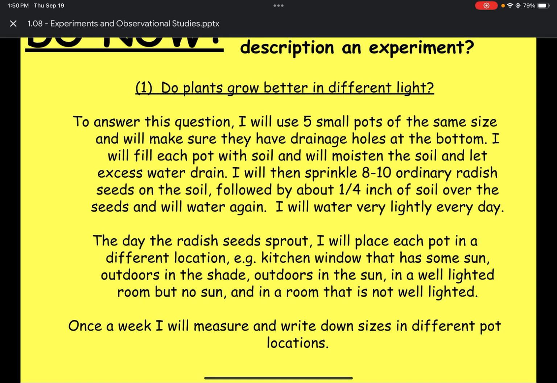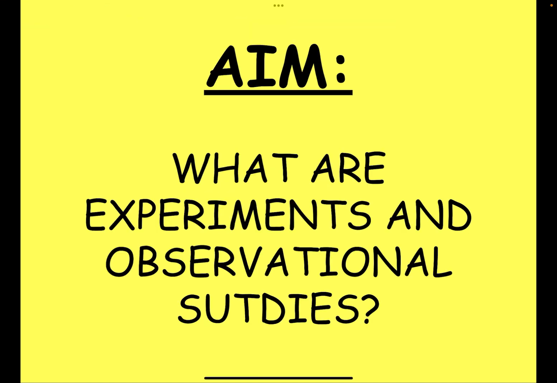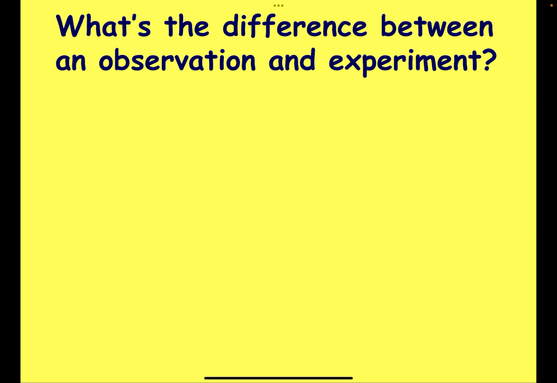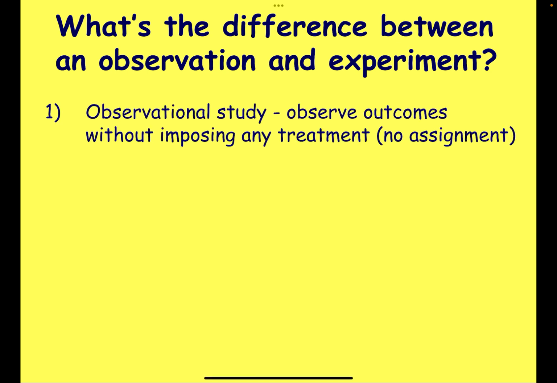So you're seeing here, again, our goal is what are experiments and observational studies for today. So we're actually going to start with the difference between an observation and an experiment. Because we do make observations in an experiment, but an observation is not an experiment. And when I say that we make observations in an experiment, that's our loose colloquial wording, right? But an observational study is when we observe outcomes without imposing any treatments.